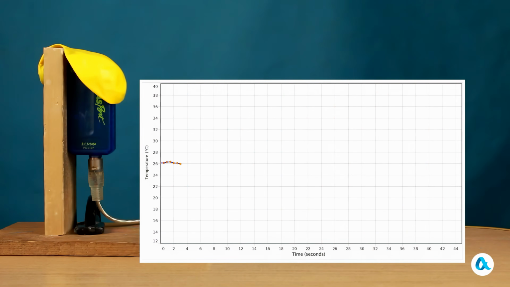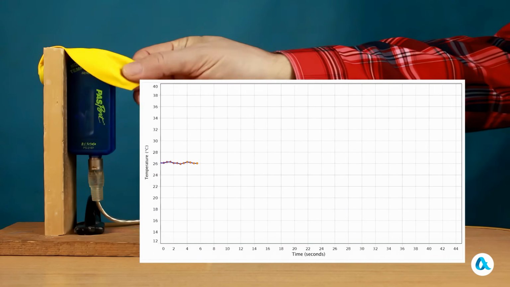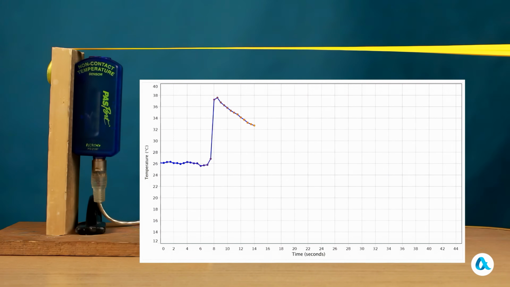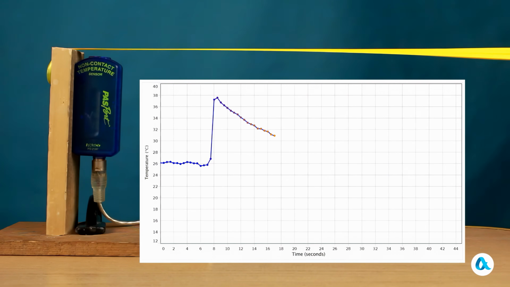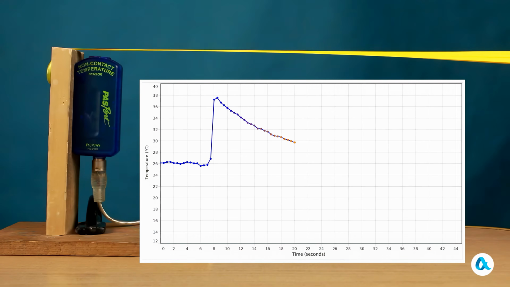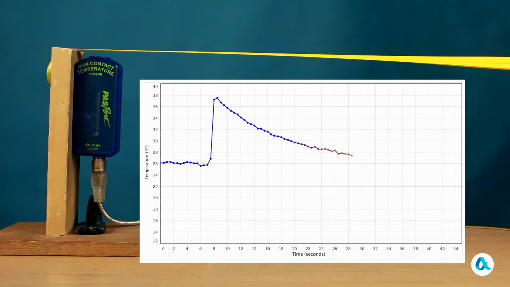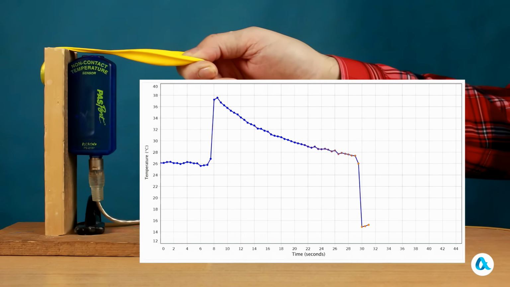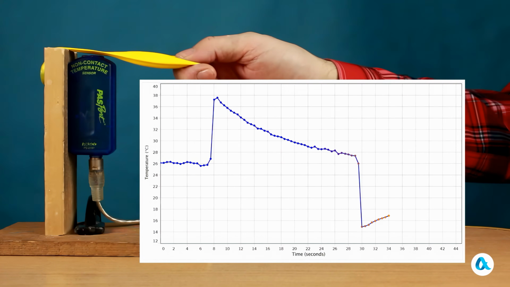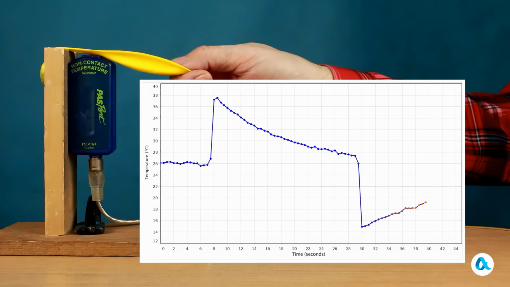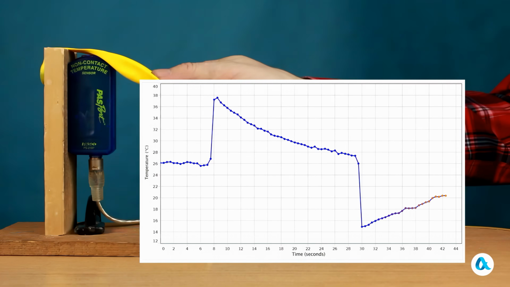Right now, the sensor shows room temperature, 26 degrees Celsius. I stretch the rubber sharply and the temperature rises to 38 degrees, 12 degrees above room temperature. Now the rubber is cooling down. Let's wait until its temperature gets closer to room temperature. There it has dropped to 27 degrees. I release the rubber and the temperature almost instantly drops to 15 degrees. That is again by 12 degrees. And then the rubber gradually warms up from contact with the air.